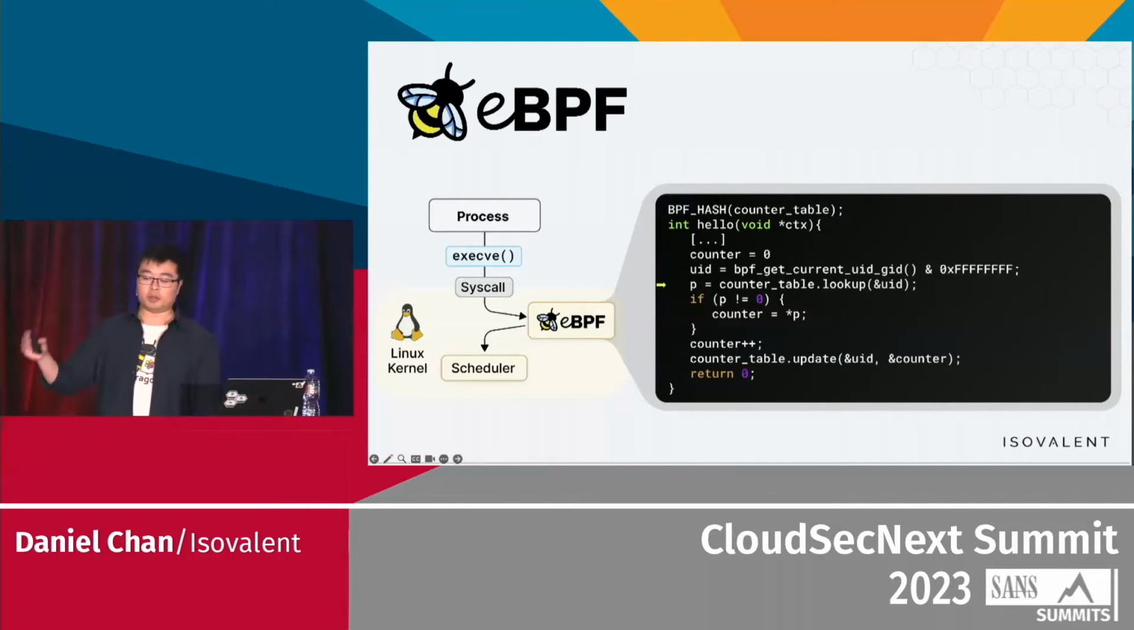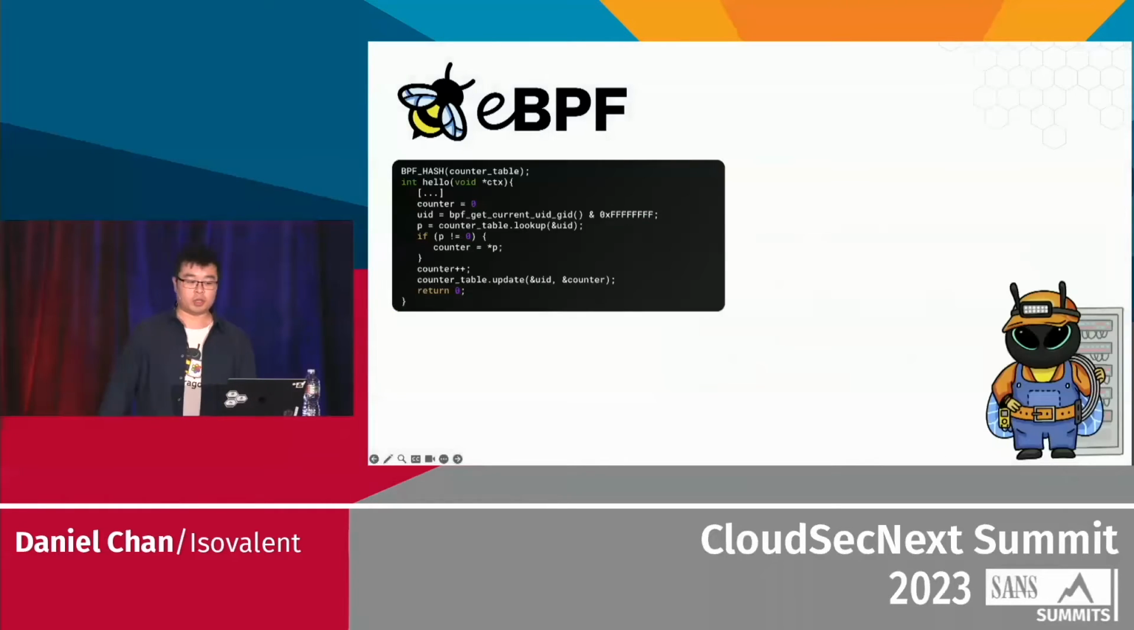We'll do a lookup in our hash table to see if we've seen this user before, and we'll load that value into p. If p is not empty, then we'll load that value into the counter variable. We'll increment the counter variable, and then we'll update the contents of the table. Cool, so we have our C code.